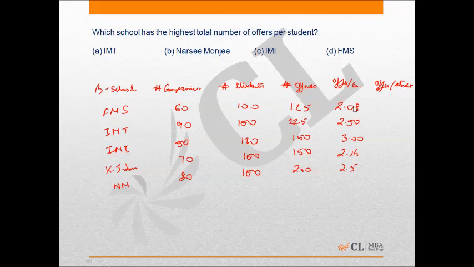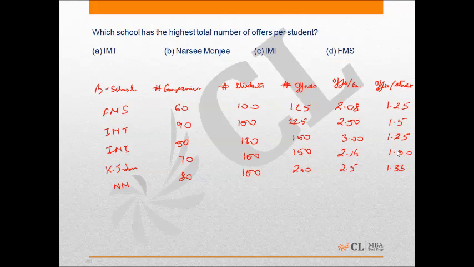Now offers per student, again this column by number of students. So the first one would be 1.25. Then we get 225 by 150, which is exactly 1.5. Then 150 by 120, which is 5 by 4, which is 1.25. Then 150 by 150, which is 1. And then 200 by 150, which is 4/3, which is 1.33.